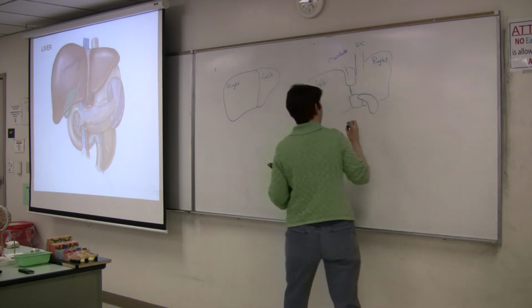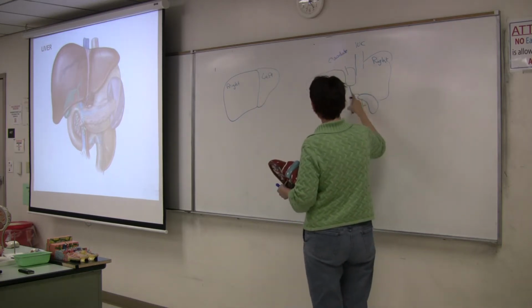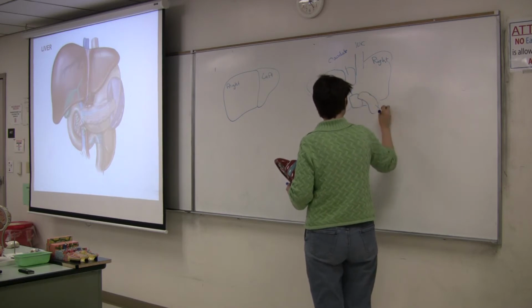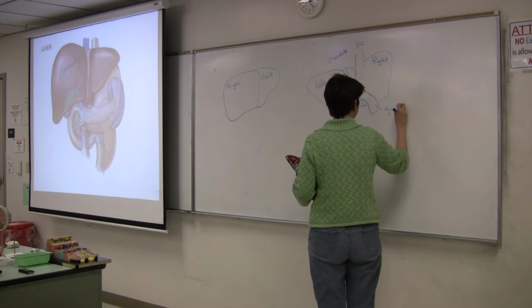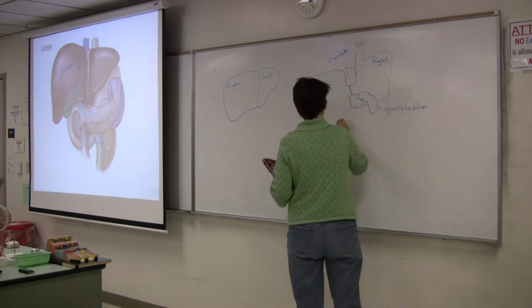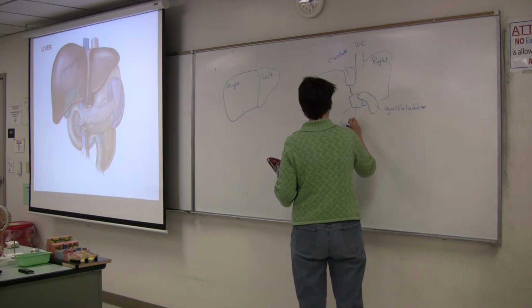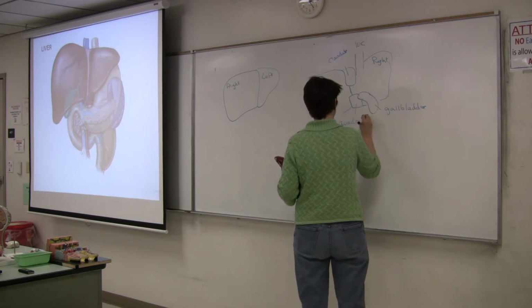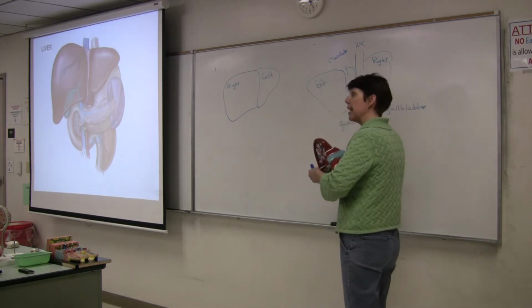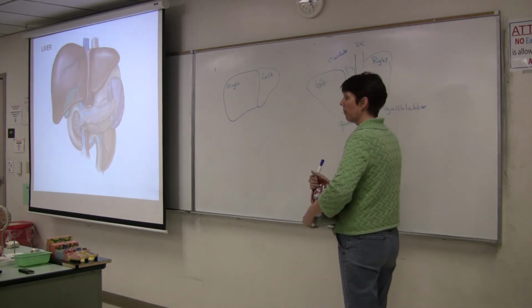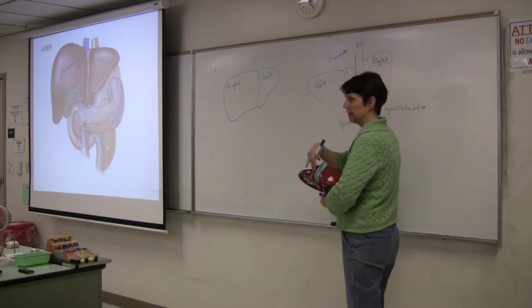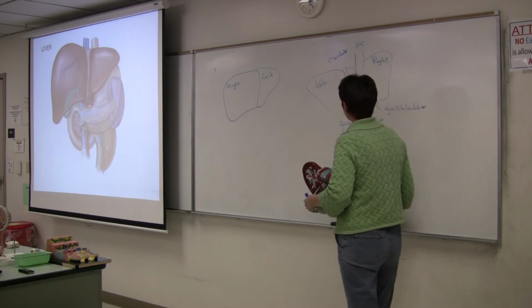And then the quadrangular lobe next to the gallbladder is the quadrate lobe. And now additionally, yes. So you said that's the posterior thing? Up here would be the posterior, where we have the caudate right here. Okay, so that's the caudate lobe.